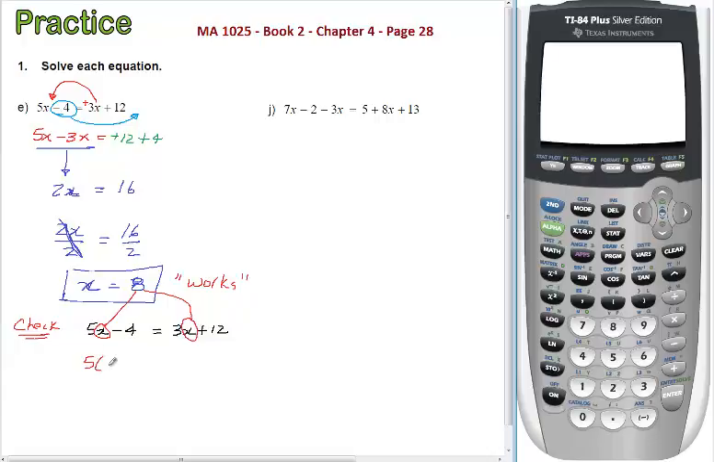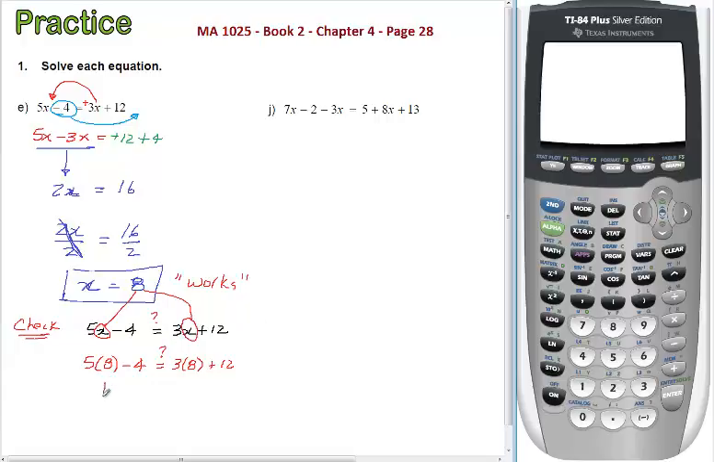I get 5 times 8, and I've always used brackets when substituting, or parentheses, equals 3 times 8 plus 12. Now I'll put a little question mark over here, because I'm testing to see if both sides are equal. So I like to start my check with a little question mark over the equal sign. Are these sides going to be equal?